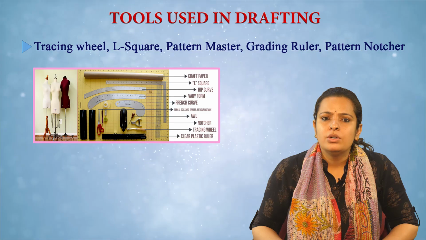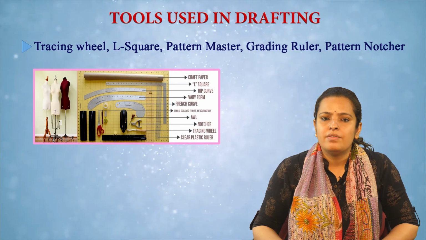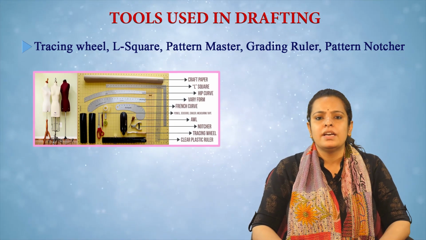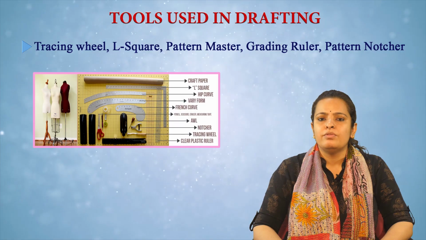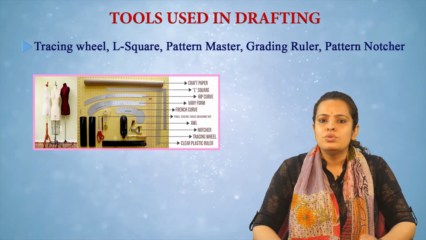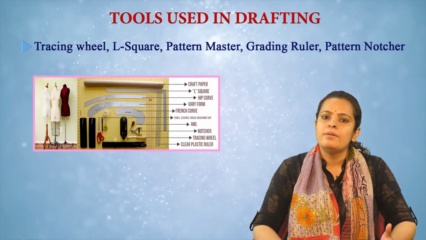pattern making or drafting. Then there are some tools which we use while creating a pattern or drafting. We have also discussed them in our units, but just to know one more time, the tools we use while drafting are, first, the tracing wheel. The tracing wheel, as we have discussed, is a small wheel which is used to transfer the design onto the pattern paper.